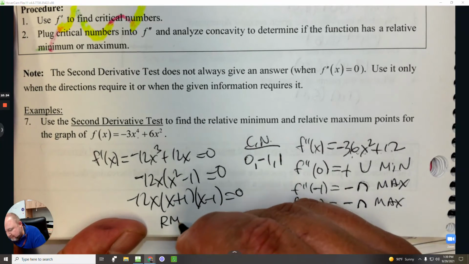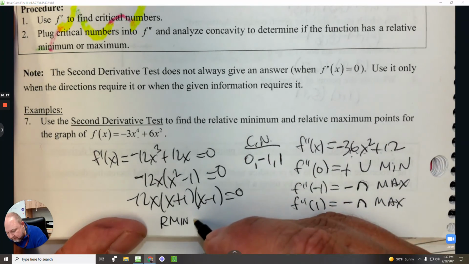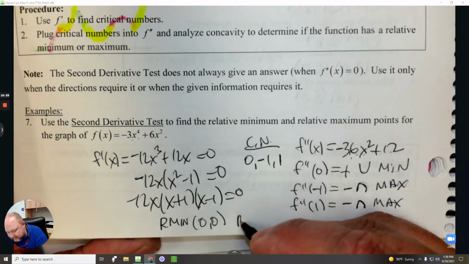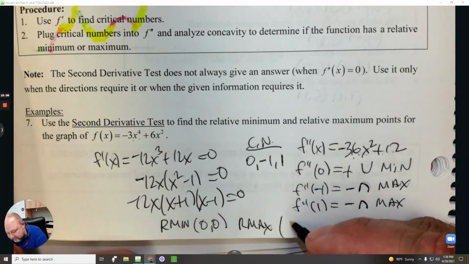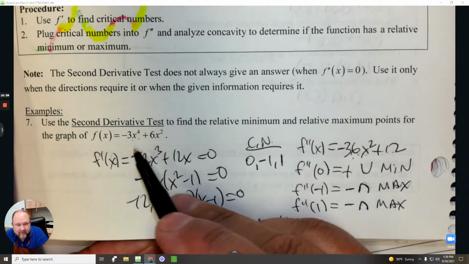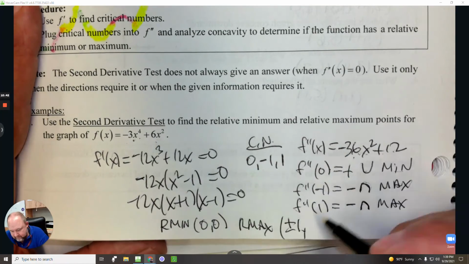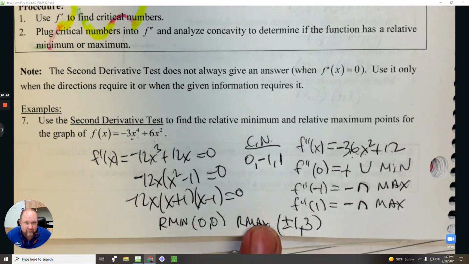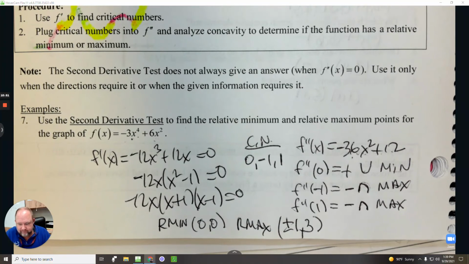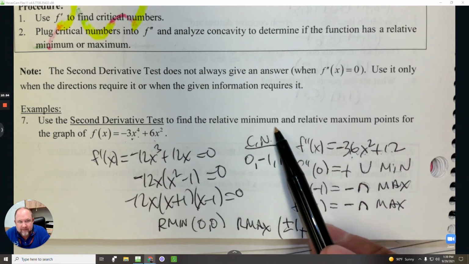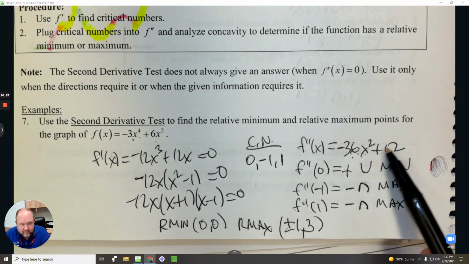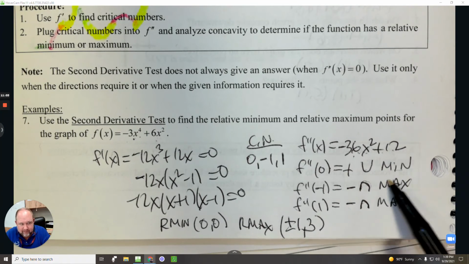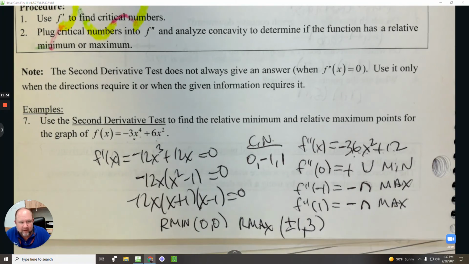So I know my relative minimum is at 0, and the y-coordinate, if you plug in 0, is 0. Then we have maxes: both positive and negative 1 are maxes. If I plug in positive 1 or negative 1, the answer is 3. So at 1, 3 and negative 1, 3, we have maximums, and at 0, 0 a minimum, using what's called the second derivative test. Again, you take the first derivative equal to 0, find your critical numbers, take the second derivative, plug into the second derivative to see if the answer is positive or negative, and that tells you if it's a minimum or maximum. Then plug in to find the y-coordinate.